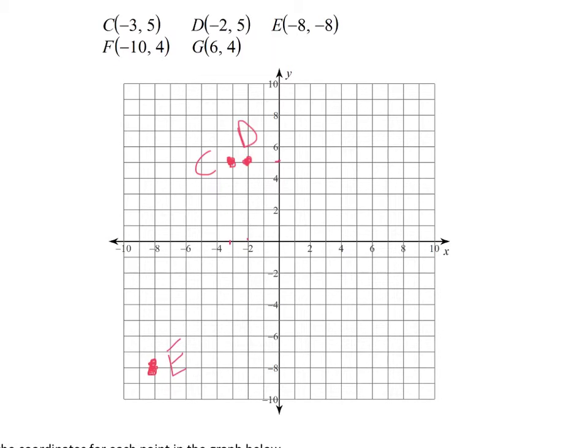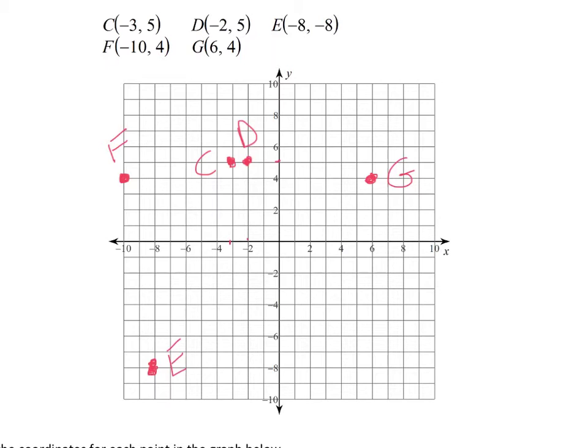Okay, looking at point F and point G, why don't you quickly pause the video and try those on your own, and then when you hit unpause, I will have the solutions there for you. Alright, here are the solutions to those two.